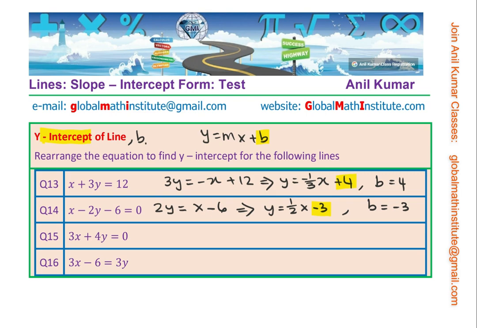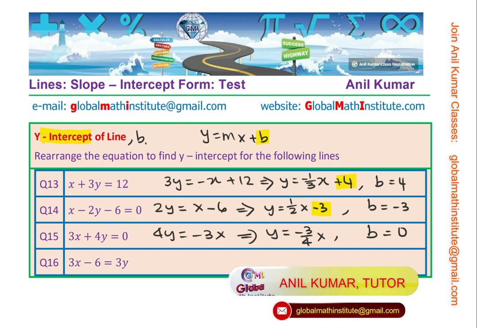Question 15, 3x plus 4y equals 0. Let's isolate. So 4y equals minus 3x. And that gives me y equals minus 3 by 4 x. And clearly, the y-intercept b is 0, right? We're not adding or subtracting anything to it. It's like a direct variation, right?